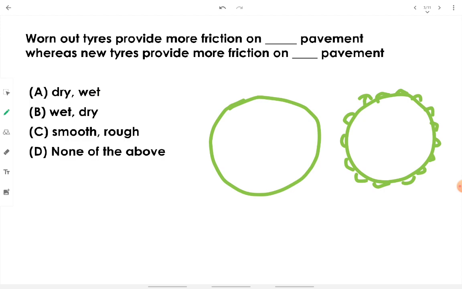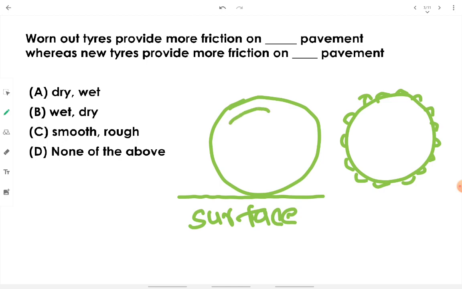Now see how this worn out tire behaves. For example, we are having an ultra smooth surface, and our worn out tire is ultra smooth. Now what will happen if braking is taking place or if more accelerator has been pressed? This worn out tire is going to slip, or if brake is applied, this worn out tire will cause skidding.